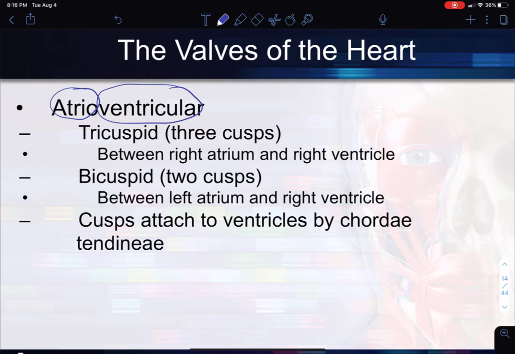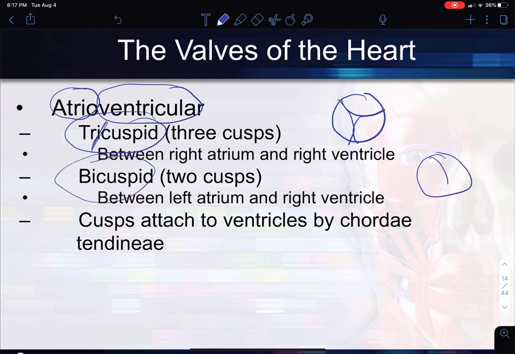You can also be more specific and talk about the right versus the left atrioventricular valves. The one on the right is also called the tricuspid valve. It's called tricuspid because it has three cusps. So if you do a transverse cut through it, you'll see three half moon type valves that will open and close. That's why it's called tricuspid, versus the left side, which is bicuspid. So instead of three, it has two. It looks more like this if you look at it at a transverse plane.